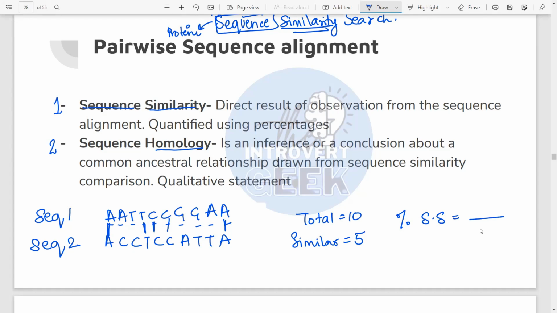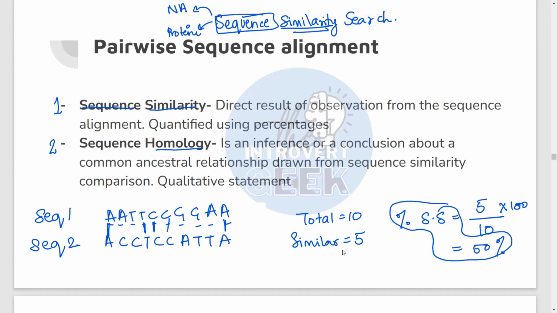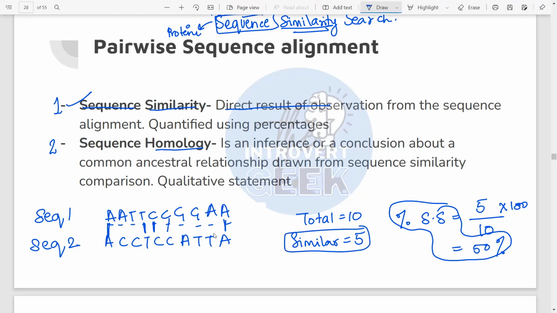Out of 10 nucleotides, 5 of them are similar. So 5 divided by 10, and since it's percent, times 100. That comes out to be 50%. What does this mean? That these two sequences are 50% similar. So sequence similarity essentially is a direct result of observation. What you did, you just wrote the two sequences and aligned them, right? And you saw how many were similar. Based on that, you could calculate the percentage. So sequence similarity can be a result of direct observation and can be quantitated in terms of percentage.